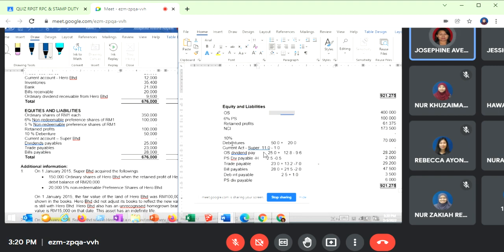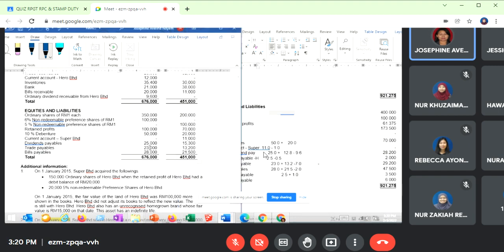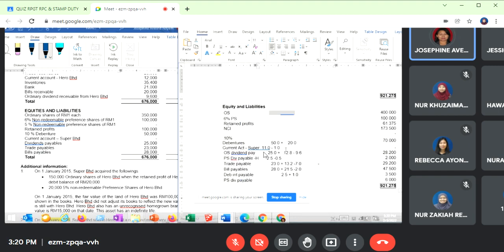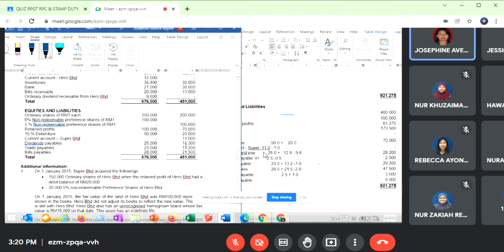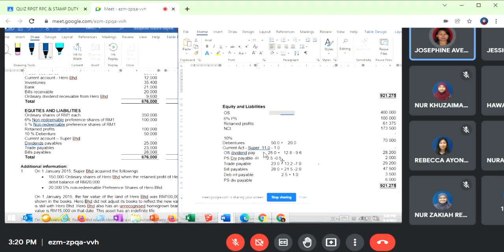Okay, next line item, debenture. Debenture you add. Okay, all right, current account, just put it. Ordinary share dividend. Dividends payable. Okay, dividends payable, all right, you just add. You just add, it doesn't matter. Okay, trade payables, you also do the same. Your bills payable, your trade payable. All right, you just add these whole figures. Okay, forget about adjustment first.